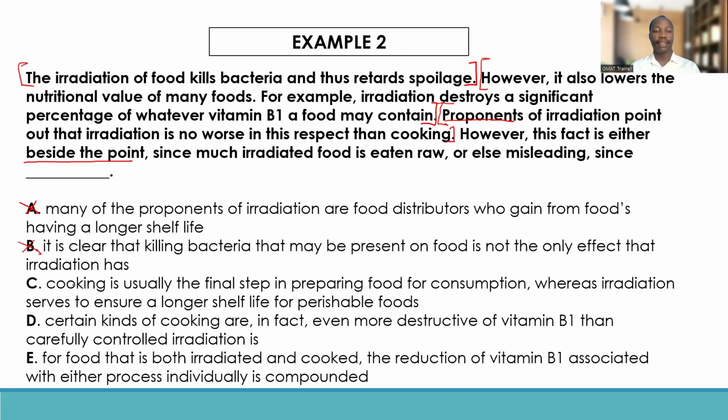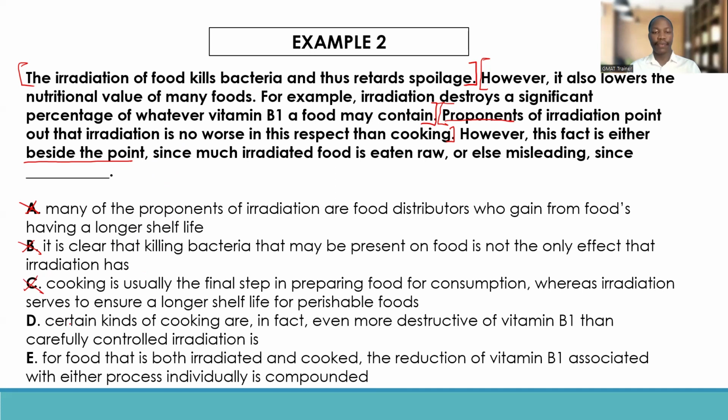So C, cooking is usually the final step in preparing food for consumption, whereas irradiation serves to ensure a longer shelf life for perishable foods. C is more or less a statement of fact, and does not present a contrary opinion to the argument the proponents of irradiation are making, right? So C is just a statement of fact. It is probably good knowledge to know about the whole process of cooking and also irradiation, but it does not complete the paragraph that we have here.